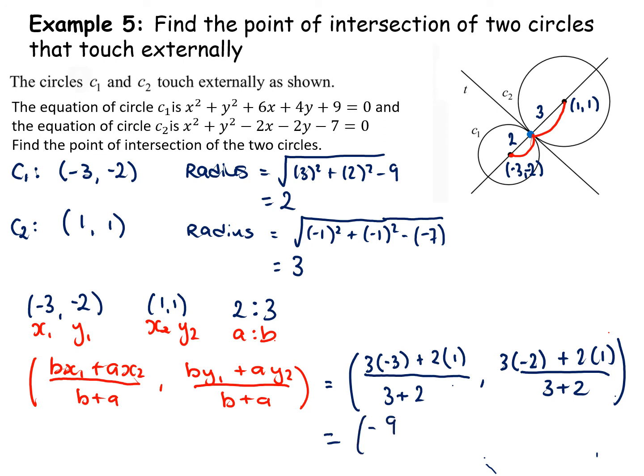Minus 9 plus 2 over 5, minus 6 plus 2 over 5, and that gives us minus 7 over 5 and minus 4 over 5, which is the point where those circles intersect.